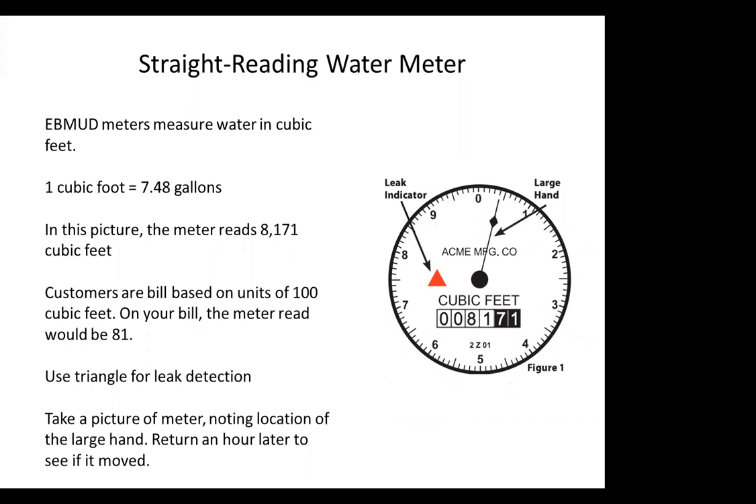Another way to test for leaks is to do what is called the pin test, where you line up a pin or something straight with the hand on the dial, and then return later to see if the hand moved. Now, with smartphones, it's even easier. Another option is to just take a picture of the meter to record where the hand is, and then return an hour later without using any water and see if that hand moved.